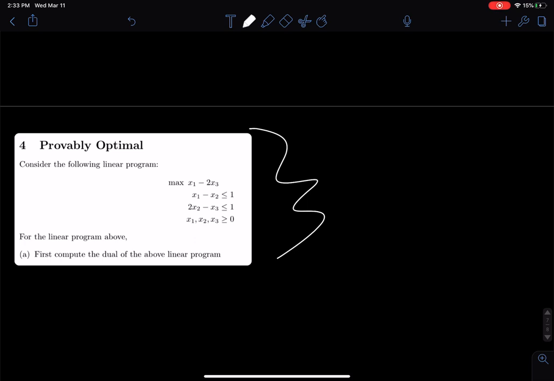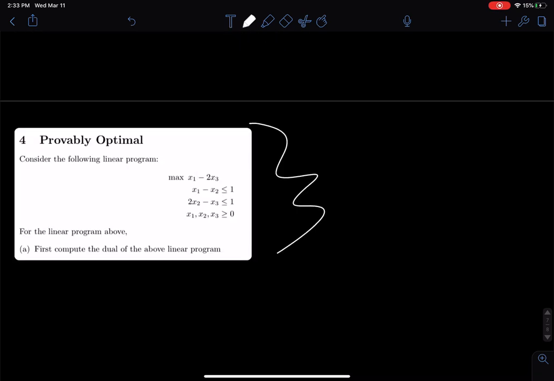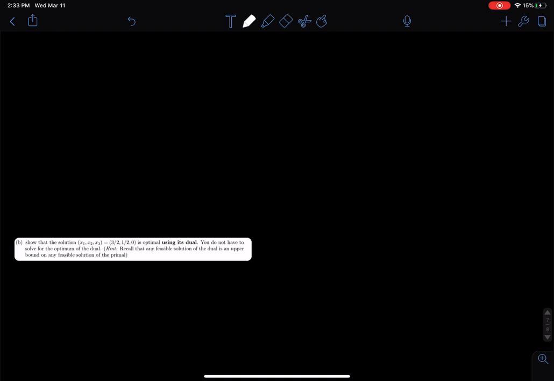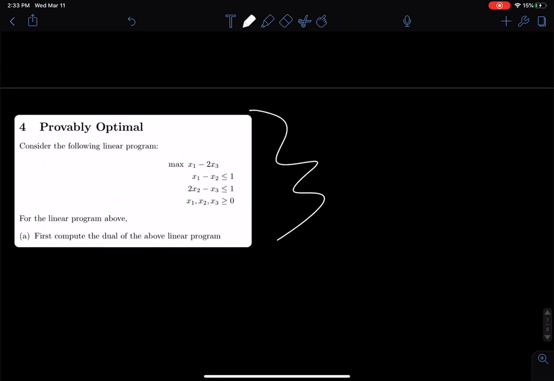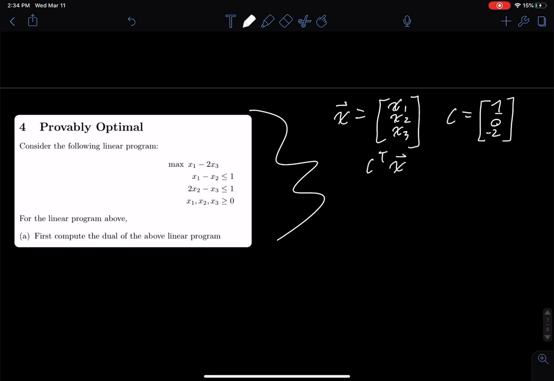So let's work through what I just gave you above. Let's express this LP in standard linear algebraic form. Let's take the dual, and then let's use that as a certificate of optimality. How do I write this in linear algebraic form? Well, let's start with our vector x. X is x1, x2, x3, just like that. What's going to be our objective function? Our objective function is going to consist of the vector c with a coefficient of 1 for x1, 0 for x2, and -2 for x3, such that our objective function can be written c transpose x.